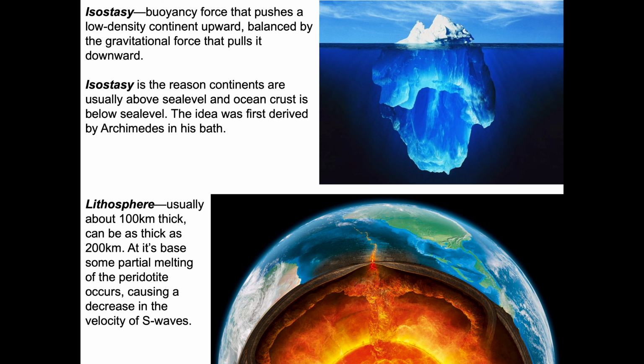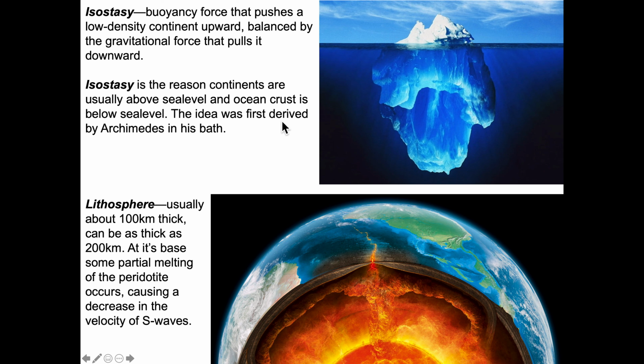In fact, even here, this would not float like this. This would flip over on its side or even go upside down. This is the most unstable possible position for this. This force is known as isostasy. This is the reason continents are usually above sea level, not always, but usually, and ocean crust is below sea level, not always, but usually.